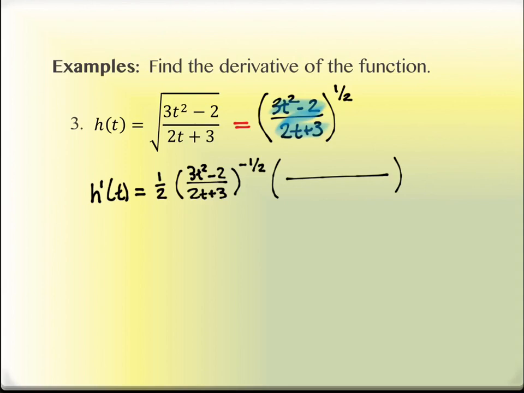Low d high. So low is 2t plus 3. What's the d high part? 6t. And then minus, right? And then we need high d low. So high, the numerator, 3t squared minus 2, d low times 2, right? All over 2t plus 3 all squared.